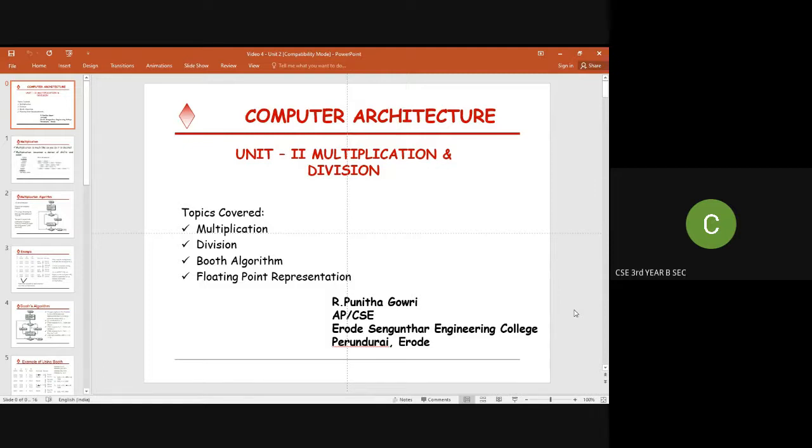Today, we are going to see the part 2 video of the Unit 2. In the last video, we discussed the arithmetic operations, binary representations, and addition and subtraction. Half adder, full adder, all those things were discussed in the previous video. Today we are going to discuss multiplication and division. In multiplication, we will discuss the Booth algorithm, and in division, we will use the restoring algorithm. We will also discuss floating point representation. So these are all the topics we are going to cover today.